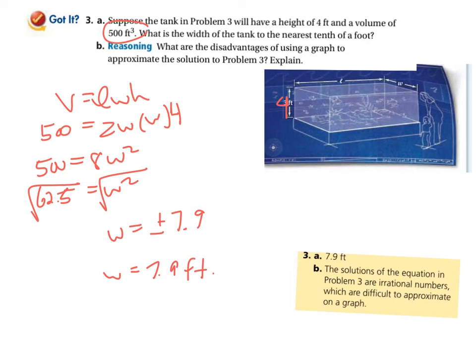Part B, what are the disadvantages of using a graph to approximate the solution? Well, the disadvantage would be that if it's going to be something like this, where you're taking the square root of a non-perfect square, there's no way you're going to graph that right. You're not a computer, so you're going to definitely be off. You're going to have some issues there when it comes to irrational numbers.